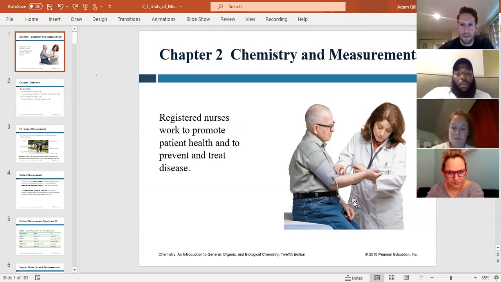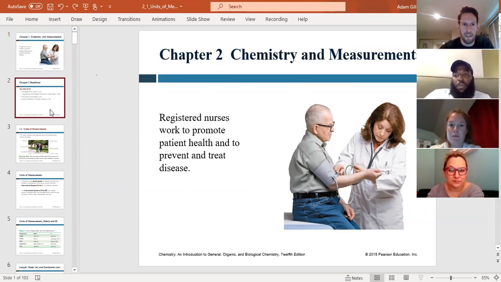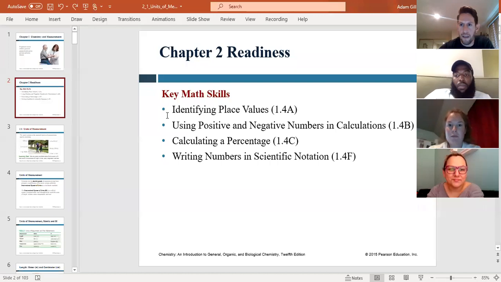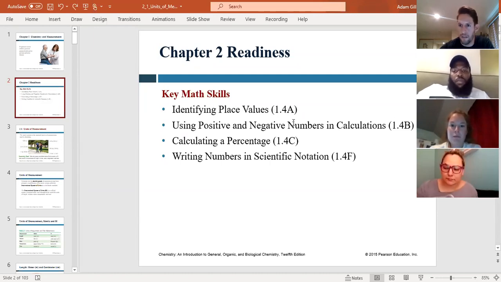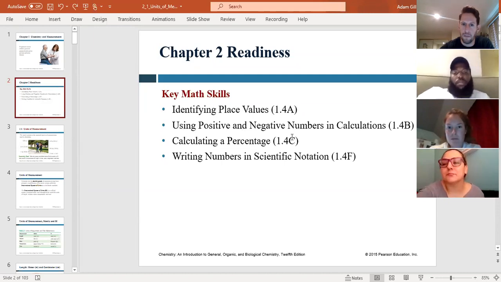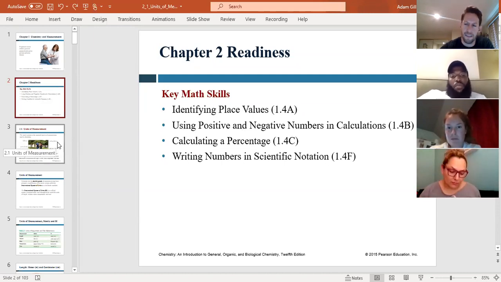So your chapter starts, they use nursing or doctors as an example of measurements, right? So when you go see a doctor, the nurse takes your blood pressure, they measure your weight, different things like that. All of those measurements have their own units and place values and things of that sort. So the math skills we're going to talk about are identifying place values, using positive and negative numbers in those calculations, calculating percentages, and writing numbers in scientific notation.